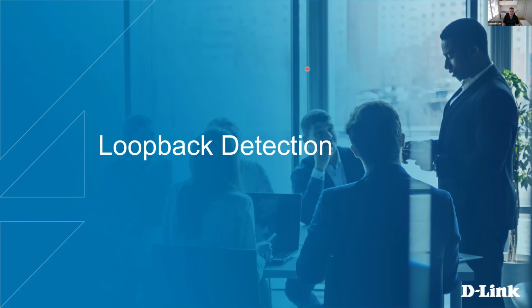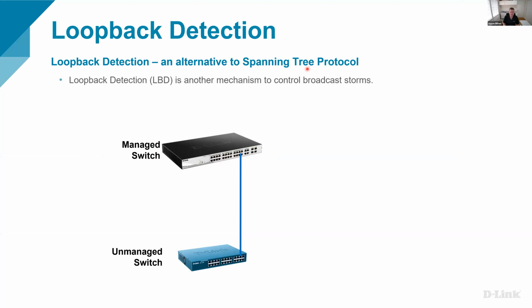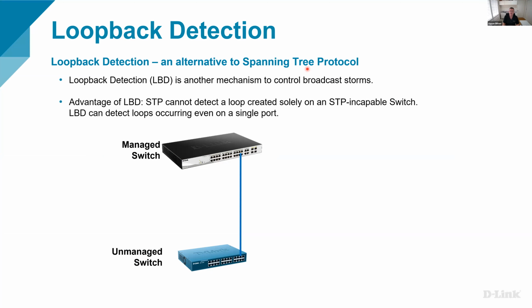Loopback detection is a little bit different. Now, on most of our D-Link managed switches, our loopback detection is chip-based. So it's on the board and it operates very similarly, but the one benefit is loopback detection can deal with a single port of broadcast, whereas STP can't.